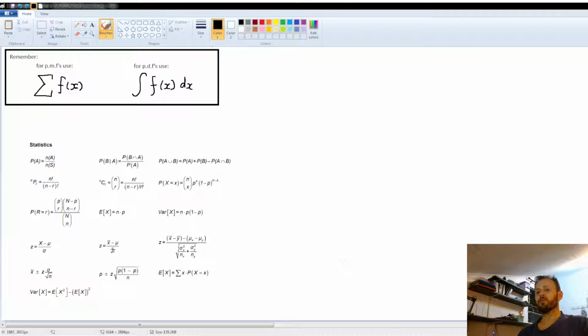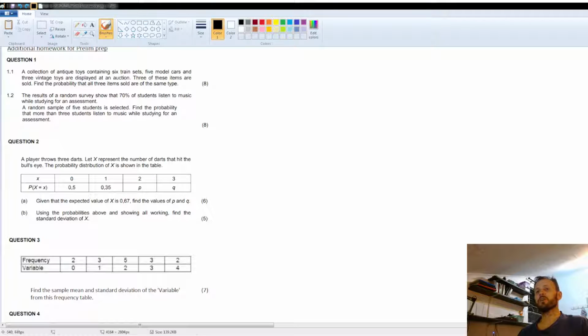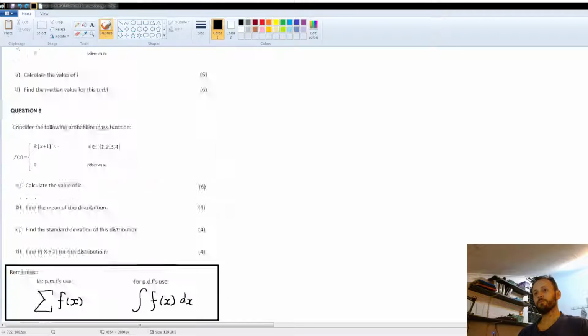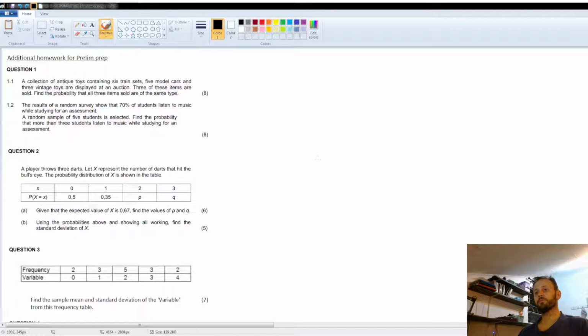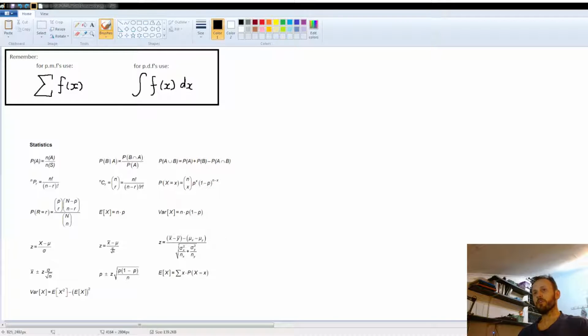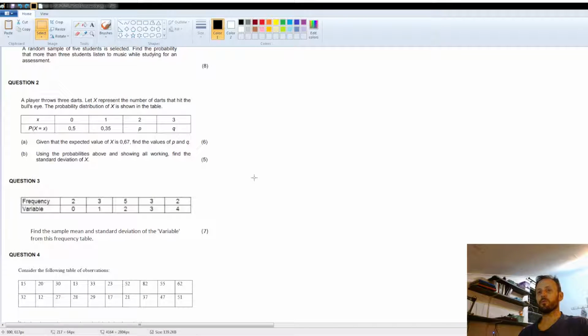Okay, so we can grab some of these. They're asking us, given that the expected value of x is something, find the values of p and q. Well, they're not giving it to you, but it's pretty obvious that you're going to have to use this expected value formula because they're giving you the expected value. So let's use it. There it is there.